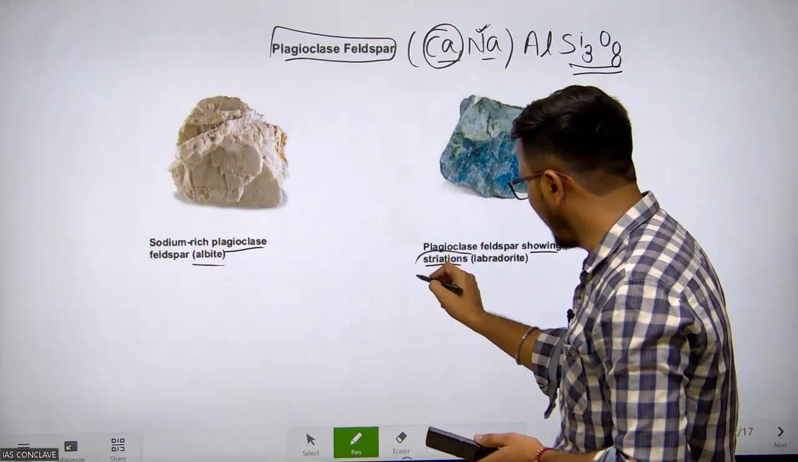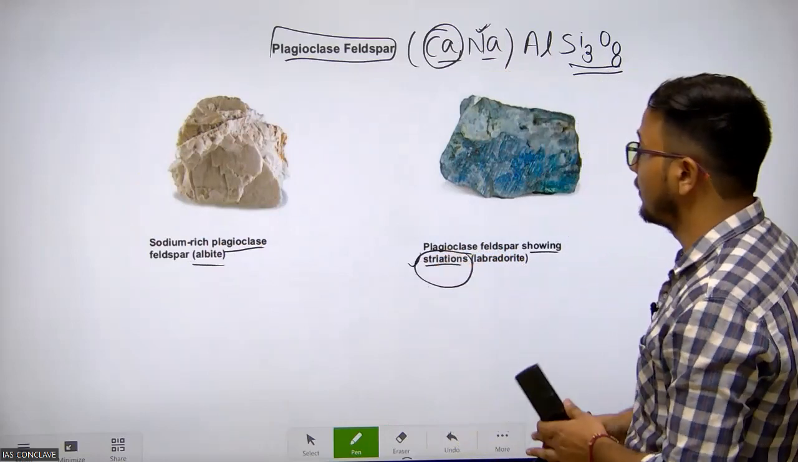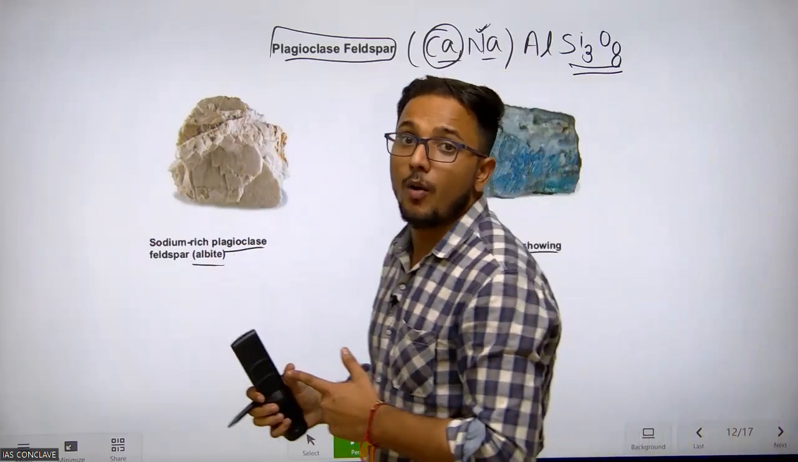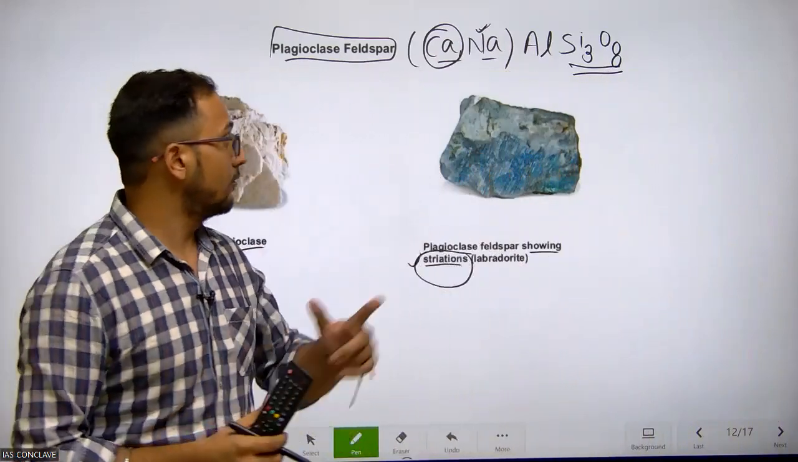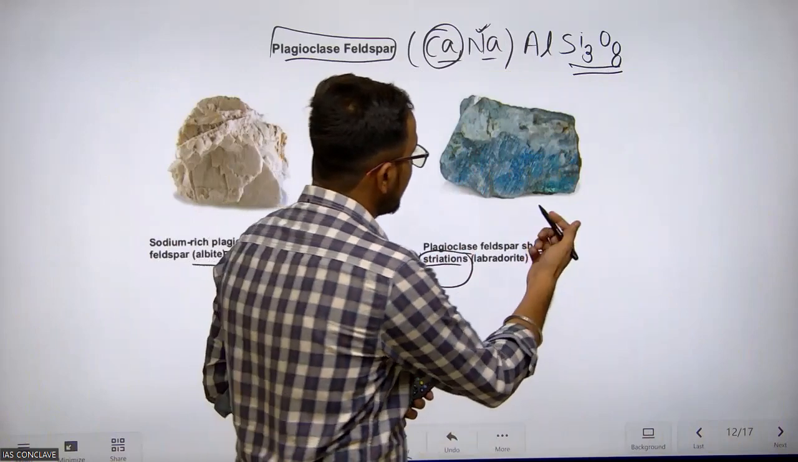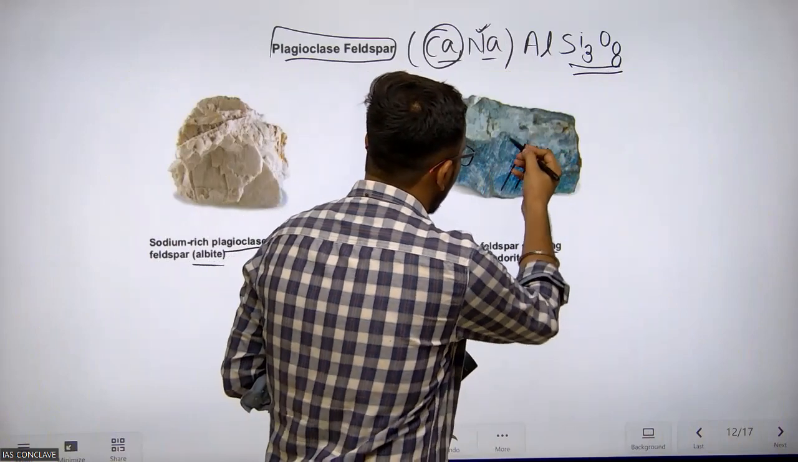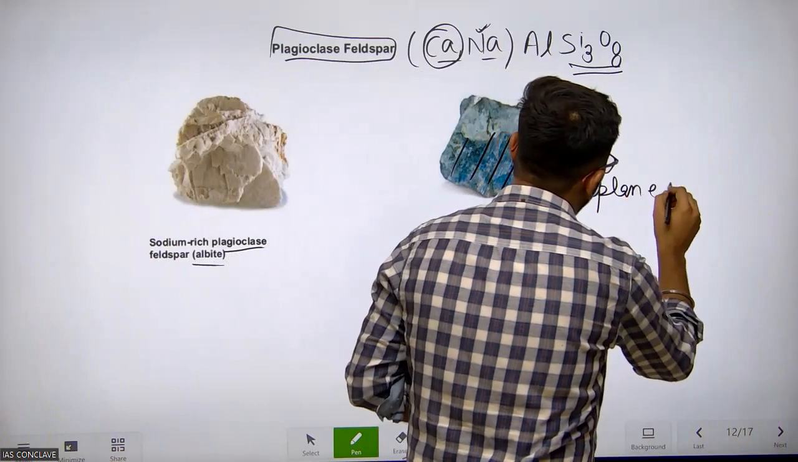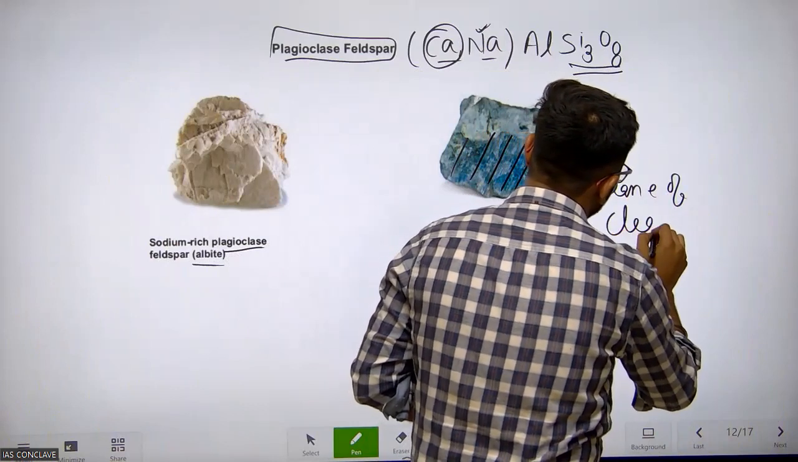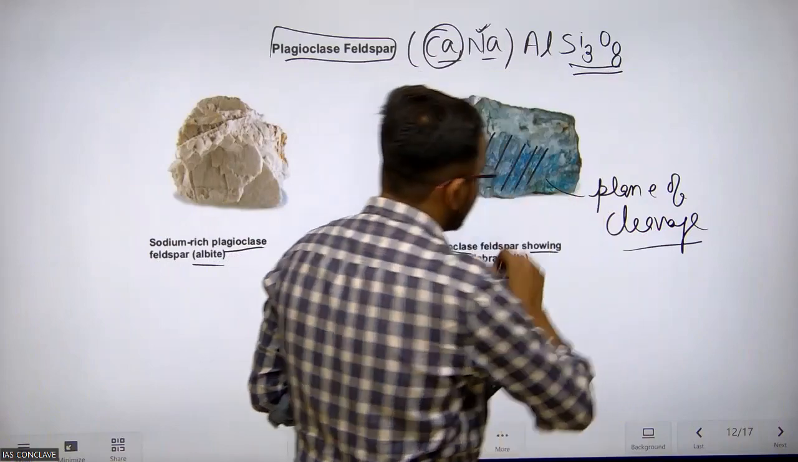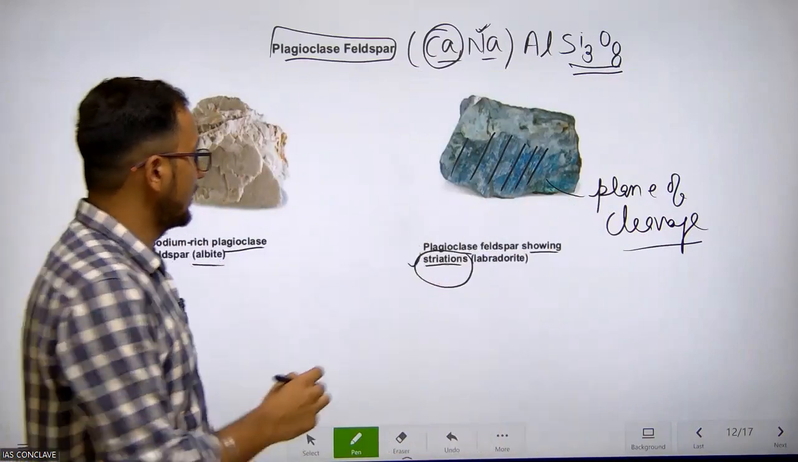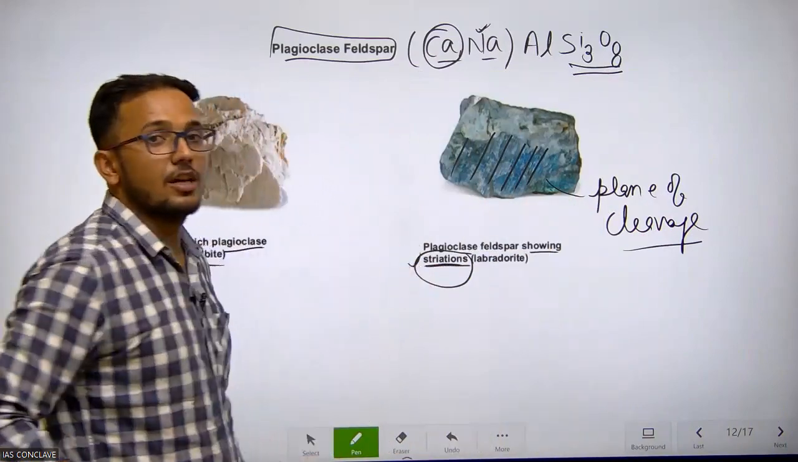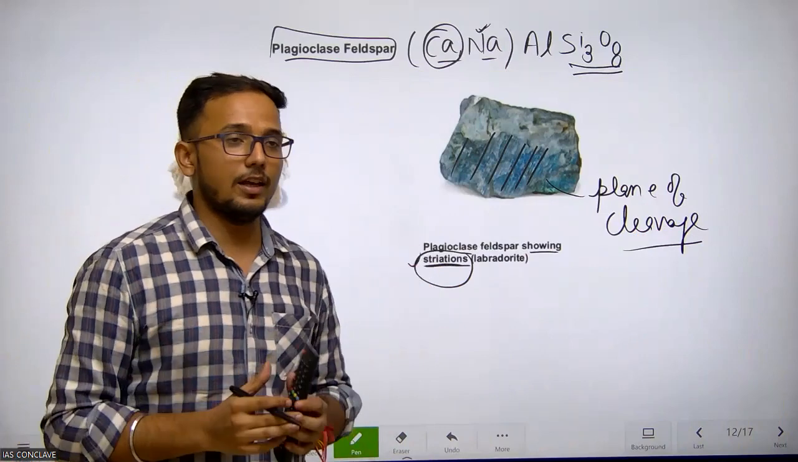The striation, on the basis of the striation we can differentiate between the potassium and plagioclase feldspar. So what are the striation? Striation are these lines on the plane of cleavage. So on the basis of the plane of cleavage, like the striation, we can differentiate between the potassium and plagioclase feldspar.